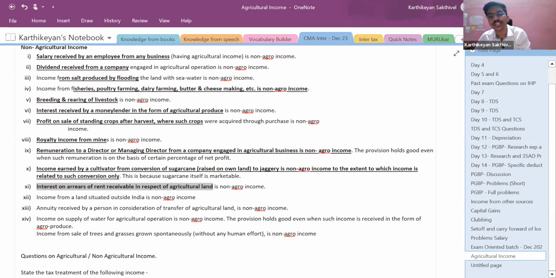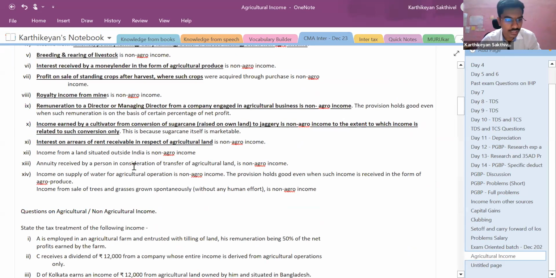Right? So next, interest on arrears of rent in respect of agricultural land. It is not in relation to agriculture, hence it is non-agricultural income. Any income which is from a land situated outside India. This is one important point. Agricultural income from India alone is exempt, and agricultural income which is derived by a person outside India is always a non-agricultural income, and there is no exemption for it. It will come in this question, and similarly we will often see this in residential status questions. So income from a land situated in Singapore, agricultural income from Singapore, all those things are non-agricultural income and it is to be taxed.